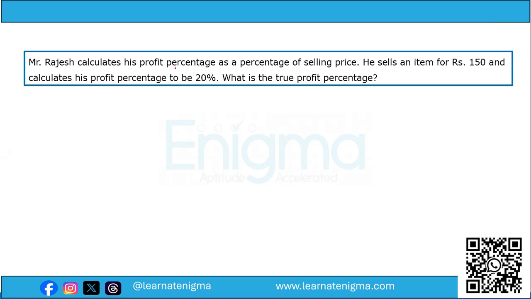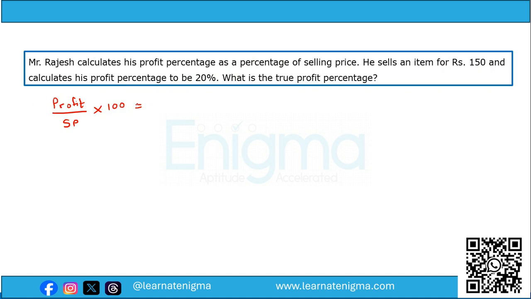Mr. Rajesh calculates his profit percentage as a percentage of selling price. He sells an item for rupees 150 and calculates his profit percentage to be 20%. What is the true profit percentage? So Mr. Rajesh by mistake used the formula profit upon selling price into 100.